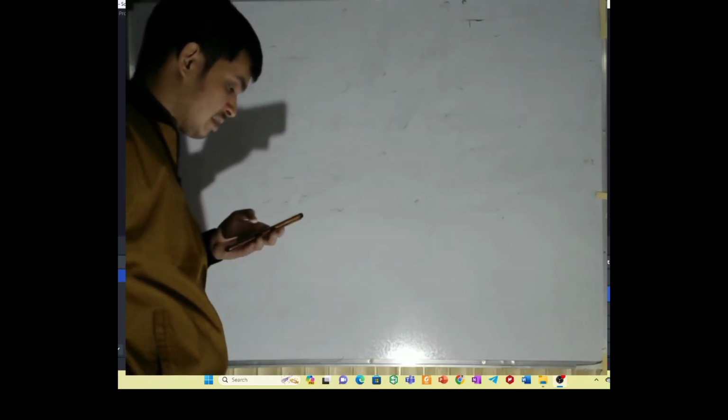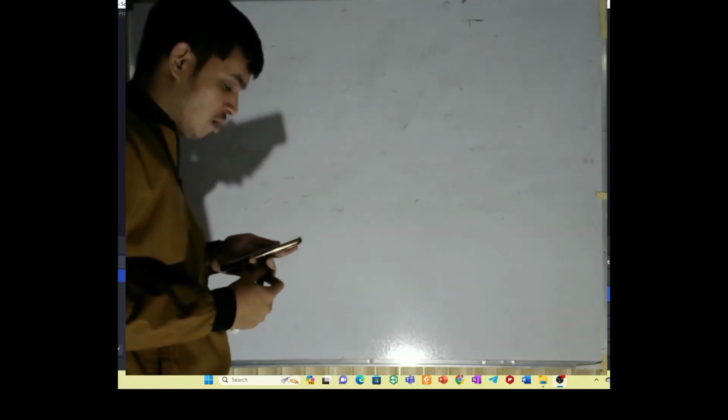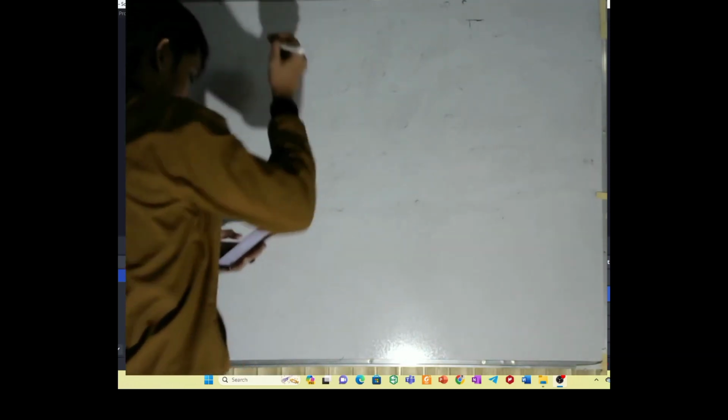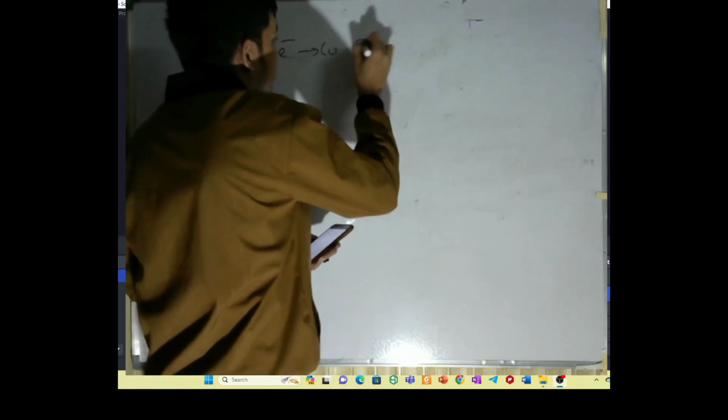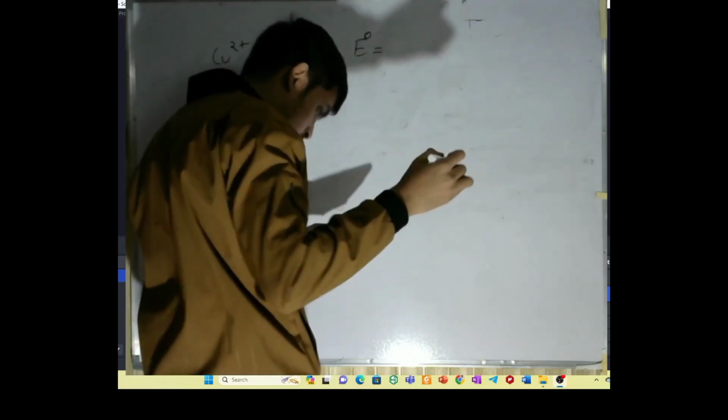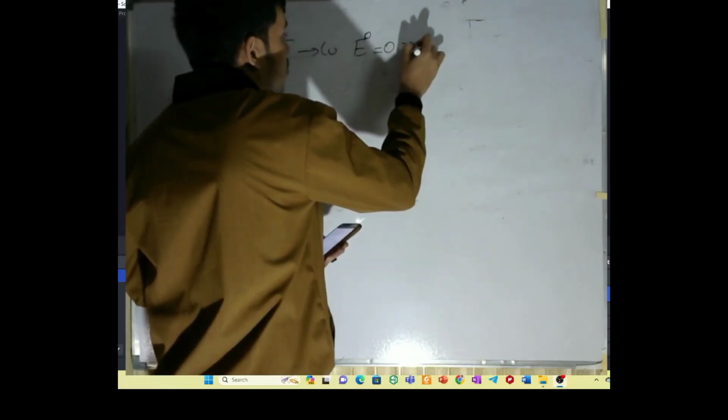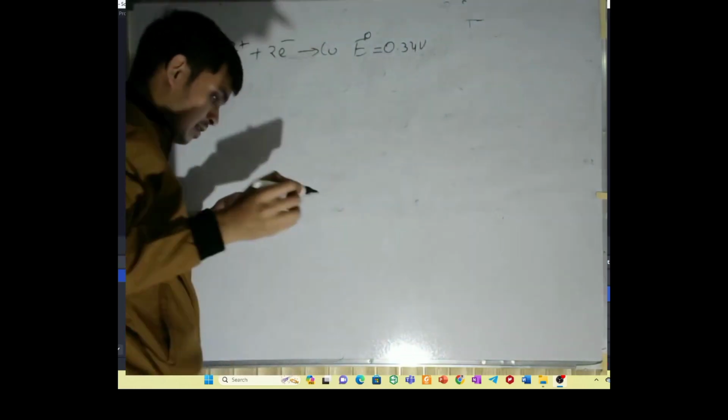Now let's come to the last question, that is question number 8. Here I have to calculate the electrode potential for one reaction with the help of the reactions given in this question. So this is the first reaction, Cu2+ plus 2 electrons giving Cu, and it has an electrode potential value of 0.34 volt. Let's take another reaction.